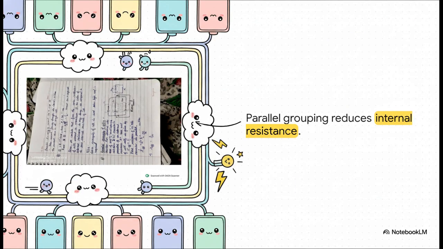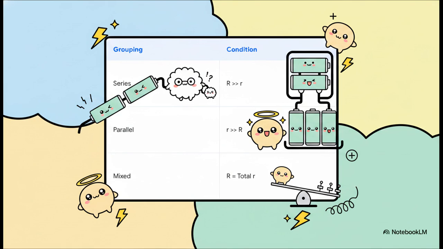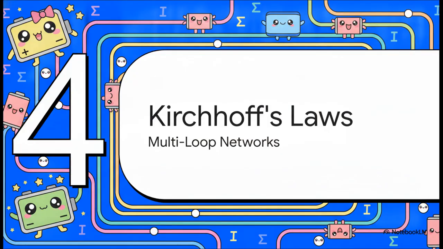Alternatively, we can arrange those cells side by side in parallel. Now, doing this means the total EMF stays exactly equal to just a single cell. But here is the massive advantage. This arrangement drastically reduces the total internal resistance of the entire power system. So, to summarize the reasoning here into a quick cheat sheet, the right choice depends entirely on your specific hardware. You want to go with a series setup when your external resistance is huge compared to the cells. Conversely, use a parallel setup when your cells have a really high internal resistance. And for mixed groupings, current hits its absolute maximum when the external resistance perfectly matches the total internal resistance of the grid.